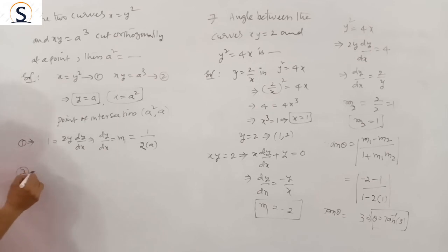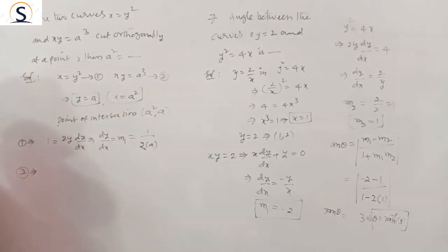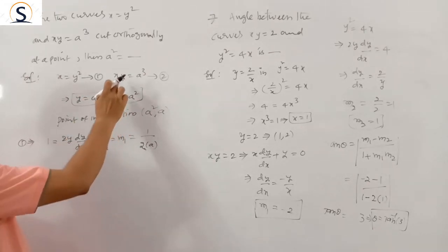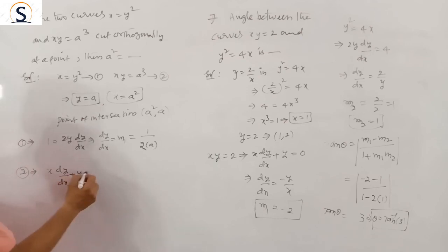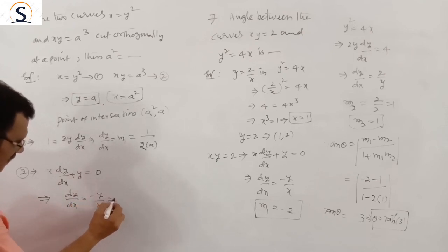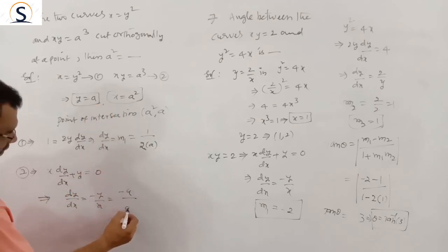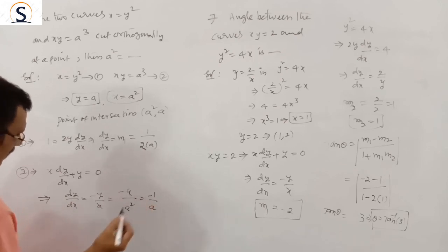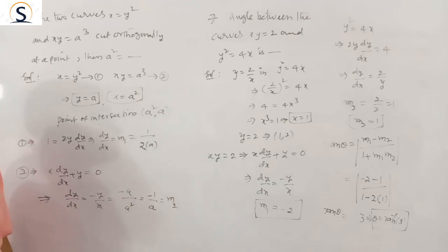Next, the second equation, xy is equal to a cube. There are two functions, so we apply u into v derivative. So u into v dash plus v into u dash, that is x into dy by dx plus y into the x derivative, which is 1, is equal to a constant, whose derivative is 0. That implies dy by dx is equal to minus y by x. Minus y means a, by x means a square.